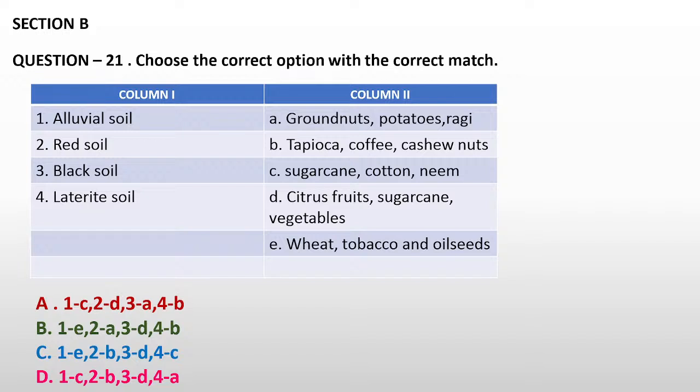And the correct answer for this question is B, 1E. That is, alluvial soil can be matched with wheat, tobacco, and oilseeds. Red soil can be matched up with groundnuts, potatoes, and ragi. Black soil can be matched with citrus fruits, sugarcane, and vegetables. Fourth, laterite soil can be matched up with tapioca, coffee, and cashew nuts.